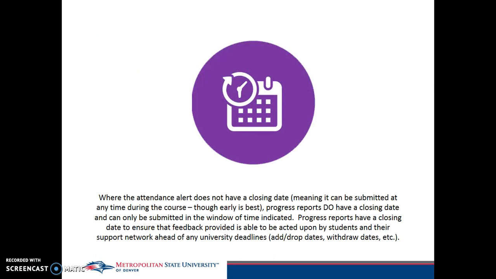Where the attendance alert does not have a closing date, meaning it can be submitted at any time during the course, though early is best, progress reports do have a closing date and can only be submitted in the window of time indicated. Progress reports have a closing date to ensure that feedback provided is able to be acted upon by students and their support network ahead of any university deadlines, add or drop dates, withdraw dates, etc.